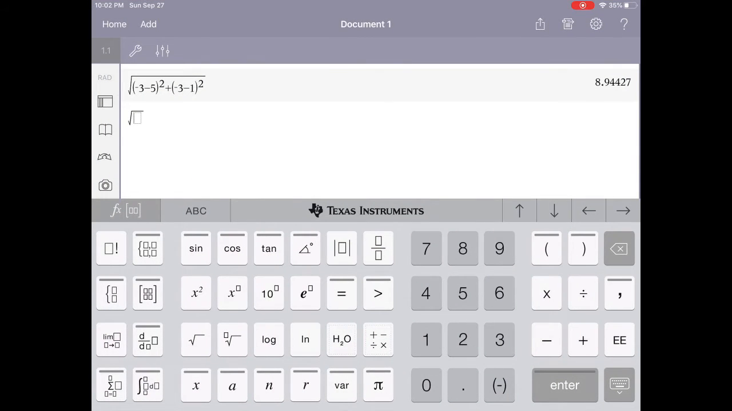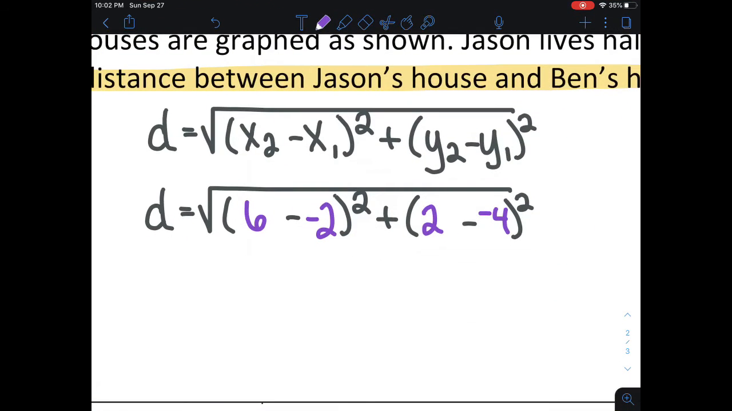All right, so again, I'm in the TI Inspire app. We're going to hit the square root button. Then I'm going to have parentheses 6 minus -2, close parentheses, square it, plus parentheses 2 minus -4, close parentheses, square it, enter. Oh wow, we get a lovely whole number. That doesn't happen very often. So this one is 10.